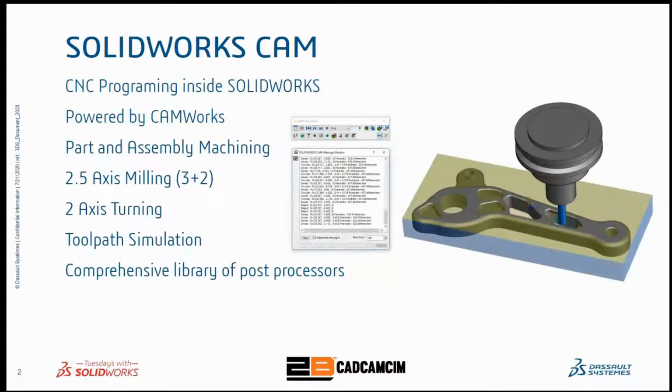Also, SolidWorks CAM gives you the capability to do toolpath simulation to make sure that there is no problem with your strategies and machining assumptions, and that the part will be machined properly to the results that you require. Also, in SolidWorks CAM, you will find a free library of post-processors to give you the flexibility to export your G code to different kinds of controllers of CNC machines.